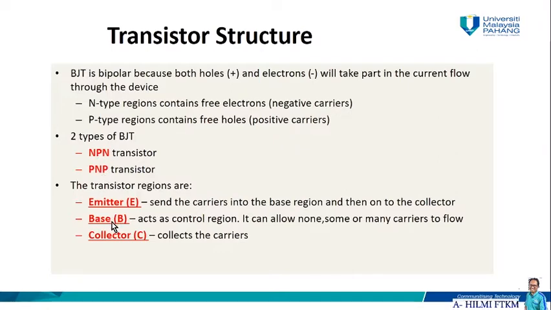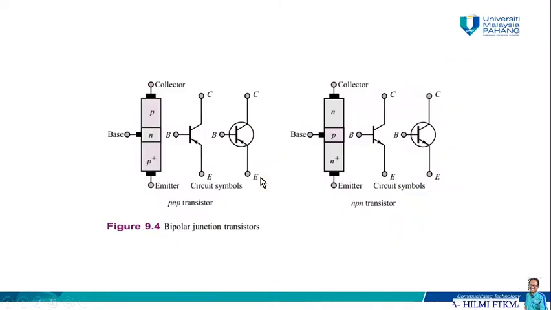Then we have the base region, B, which acts as a control region. It can allow none, some, or many carriers to flow. This is the region where we are going to control the circuit itself. And then we have the collector region, C, which collects the carriers, the electrons or the holes.